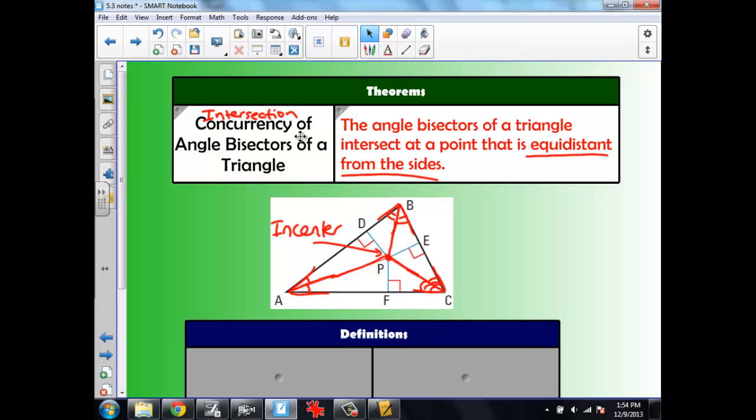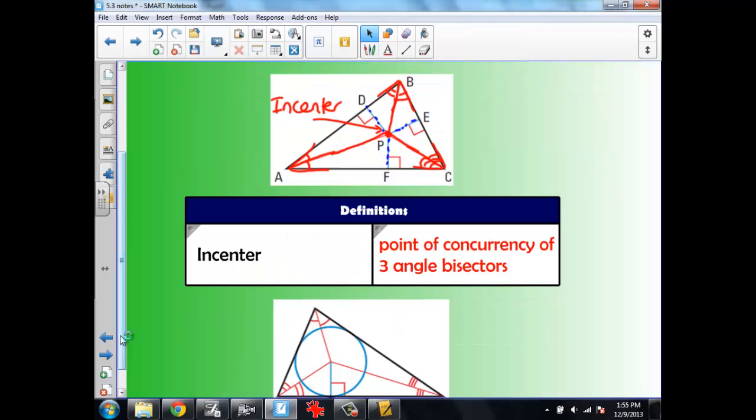And the incenter is the same distance, what we just said, the same distance to the sides. So the incenter is the point of concurrency of three angle bisectors. Incenter, point of concurrency, or your point of intersection, of three angle bisectors.